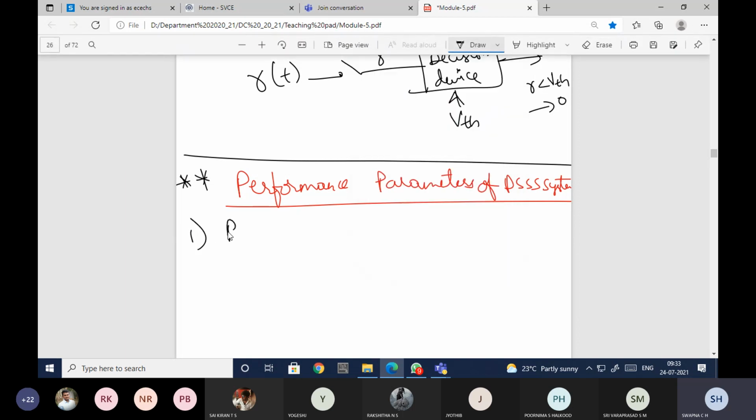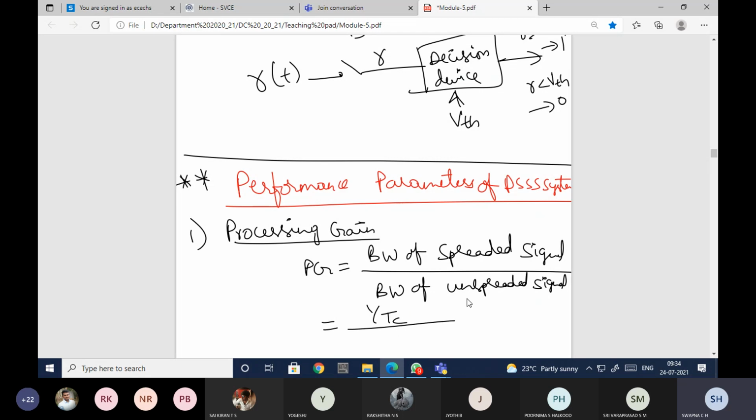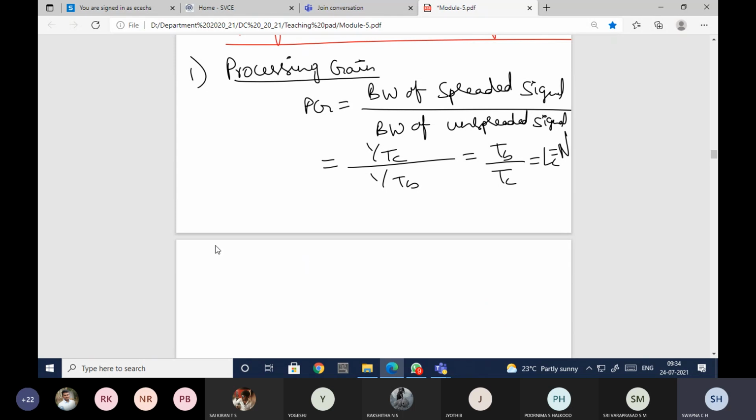The first one, which we already know, is processing gain, which is given by PG. PG is nothing but bandwidth of spread signal divided by bandwidth of unspread signal. Bandwidth of spread signal is 1 by Tc. Bandwidth of unspread signal is 1 by Tb. So it is nothing but Tb by Tc. It is also equal to Lc, which is an integer, which is also equal to N, the length of the PN sequence. This is the first parameter.